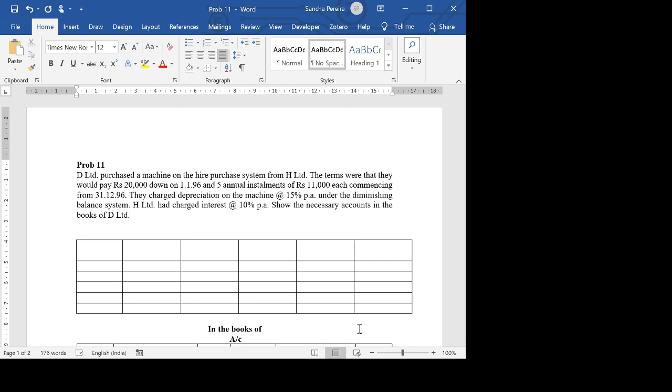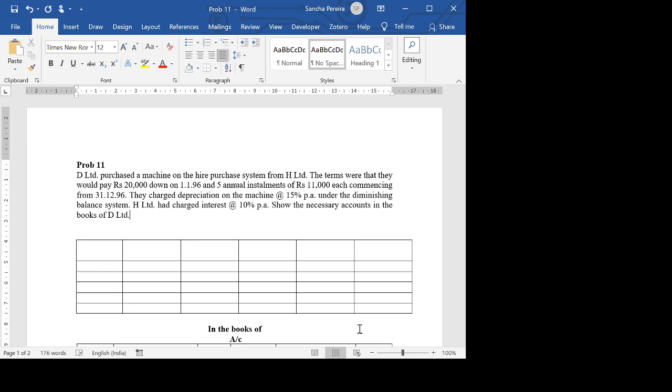What is given to us? We know the down payment, which is 20,000. We also know the annual installments: 5 annual installments of 11,000 each. So every year the installment is going to be 11,000. They've also asked us to charge depreciation on the WDB method or the diminishing balance method, and they've also given us the rate of interest. Now the question is, how are we going to calculate the cash price?